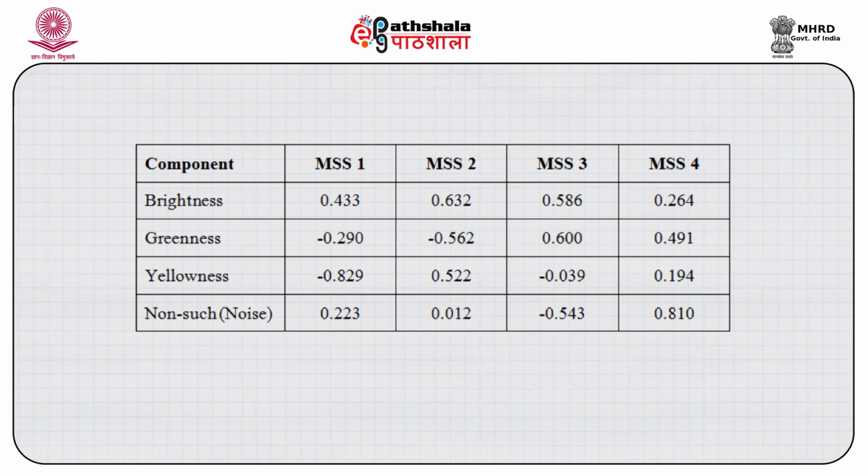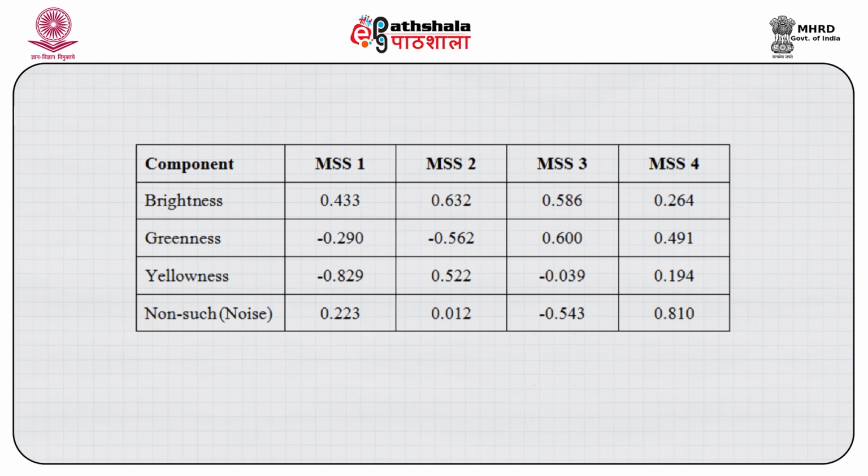For example, for brightness the value of weight is 0.433 for band 1, 0.632 for band 2, 0.586 for band 3, 0.264 for band 4. And similarly the values of weight for other components are given. If we multiply these weights with the band values, then we can find out the values of brightness, greenness, yellowness and noise.